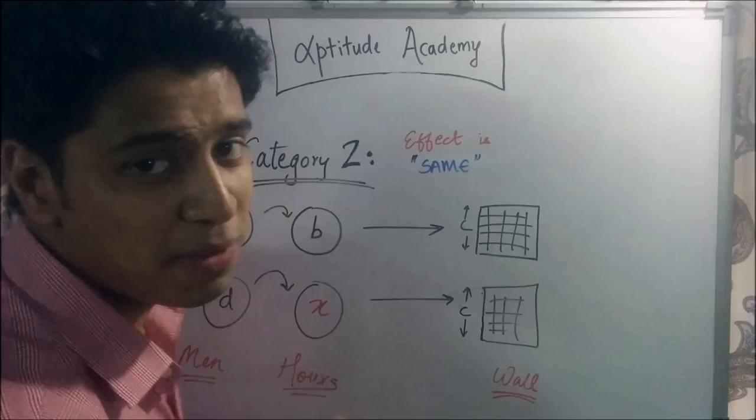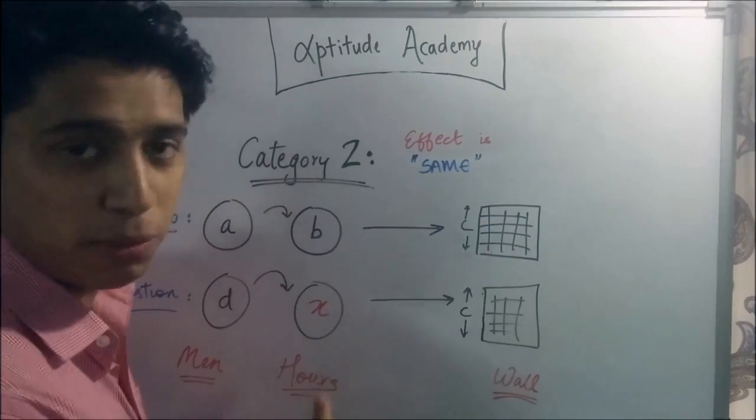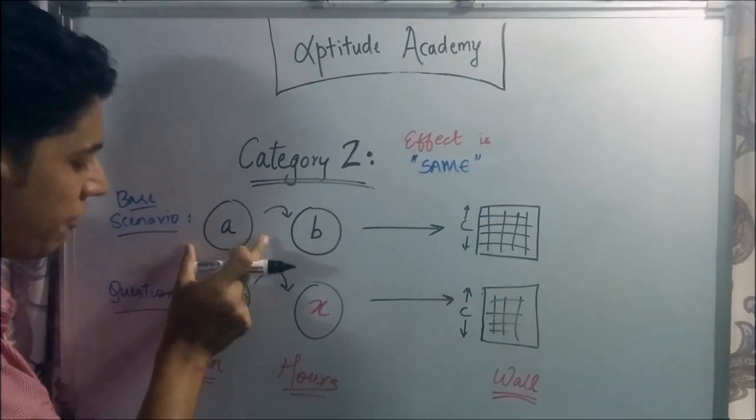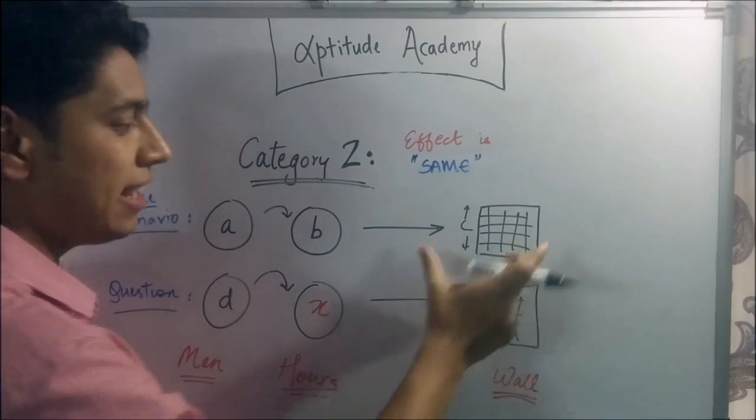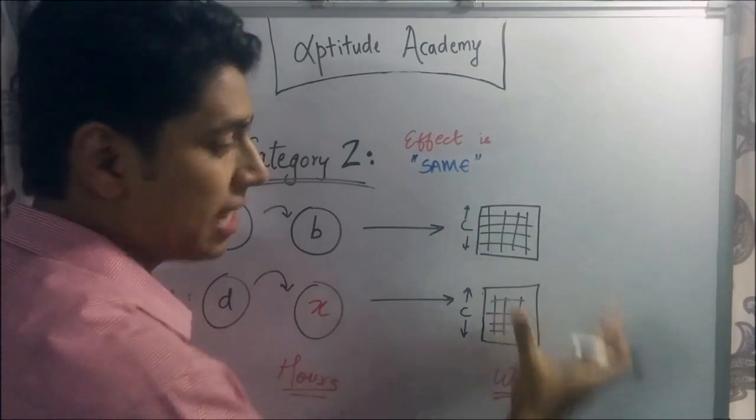Category 2. Now as you may have guessed, in category 2 sums, the effect is going to be the same. Now suppose we have A men that work for B hours and create a wall that is of C meters height.